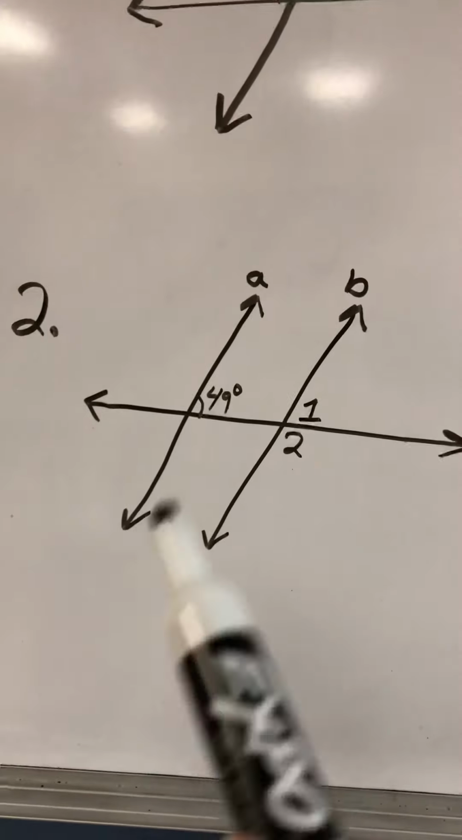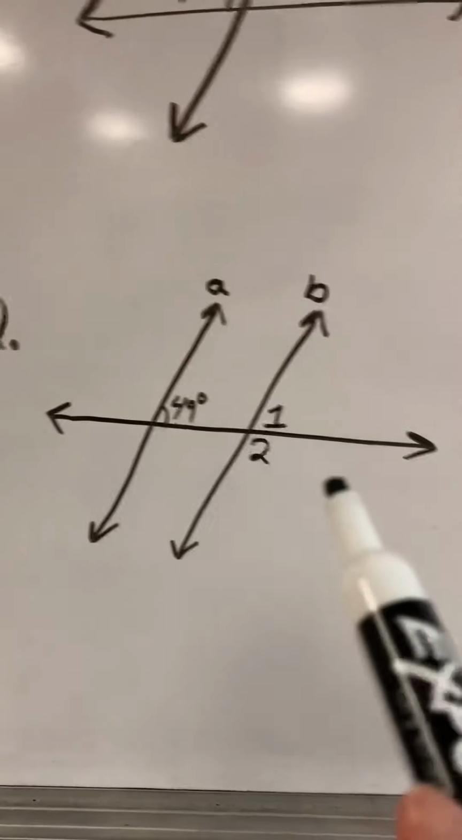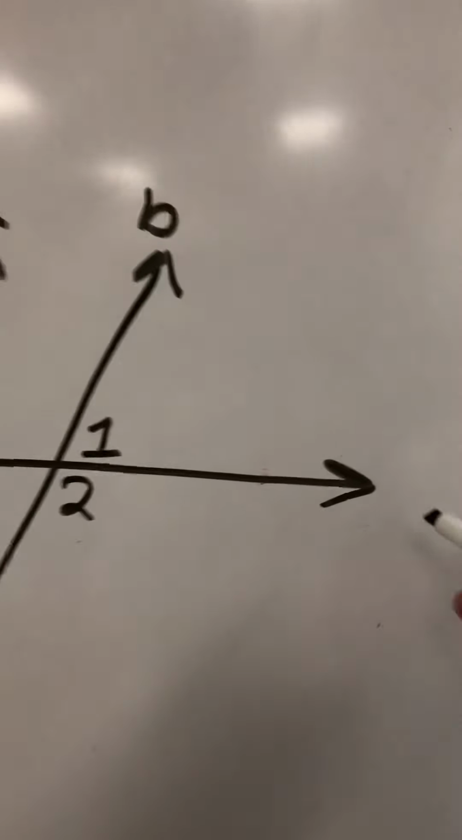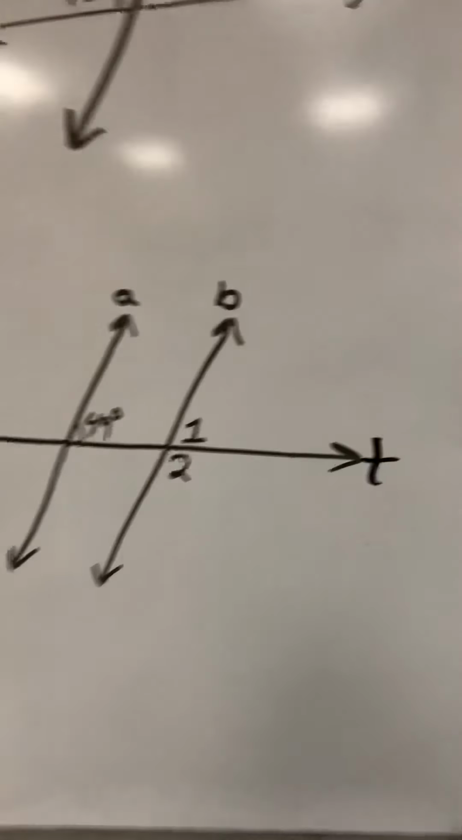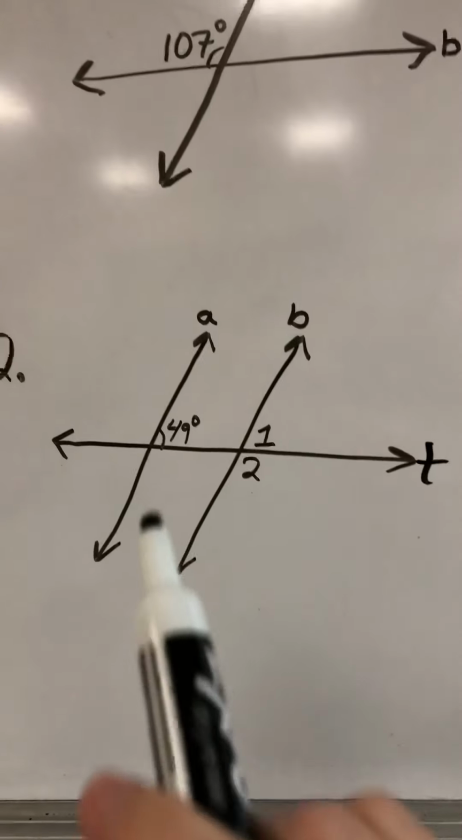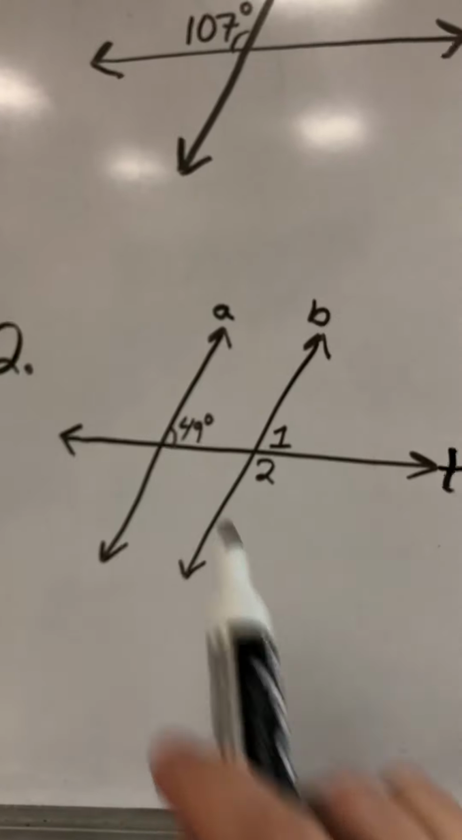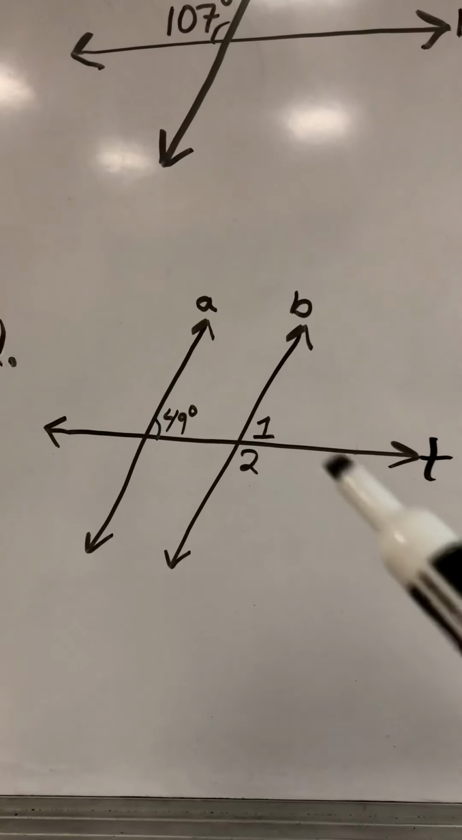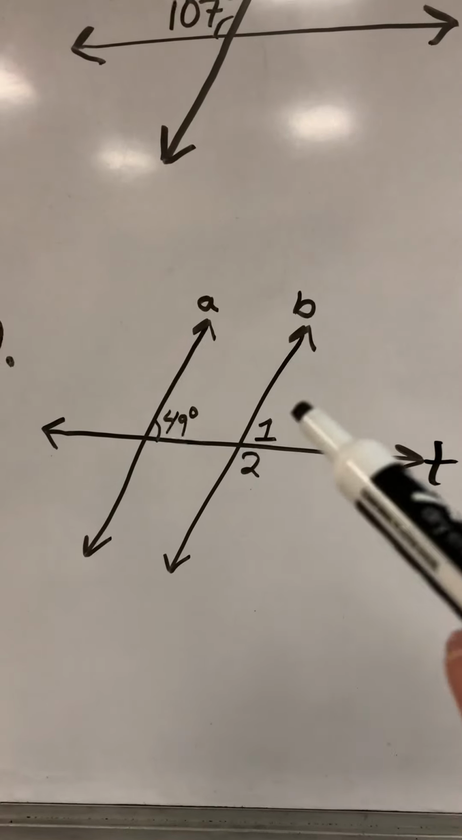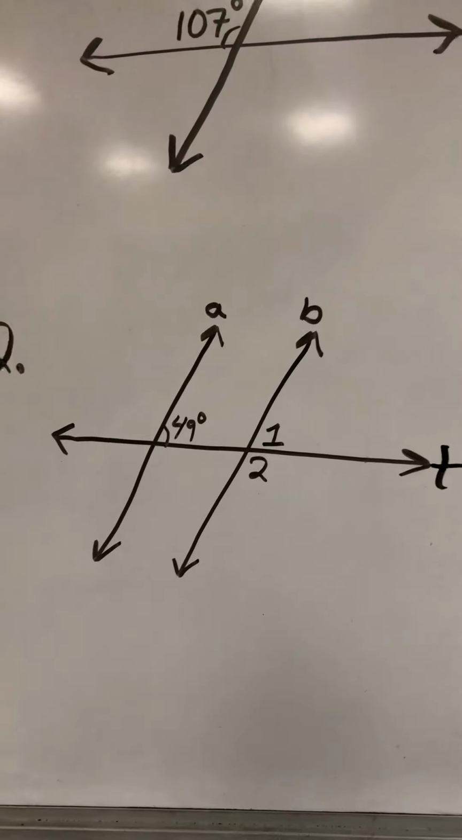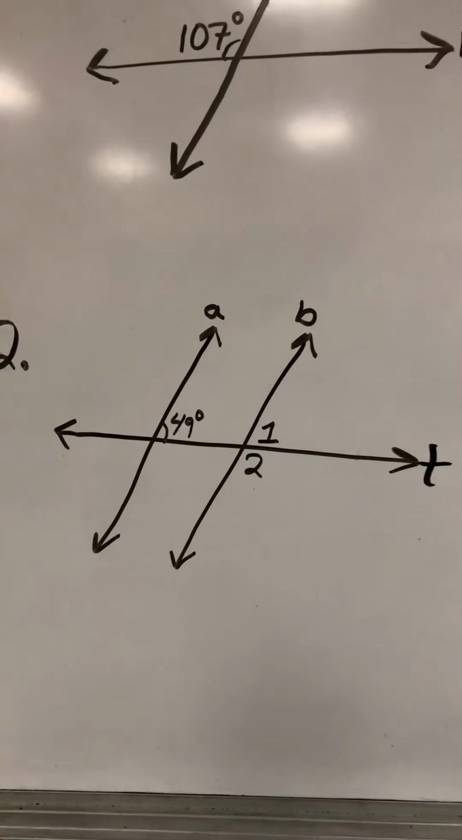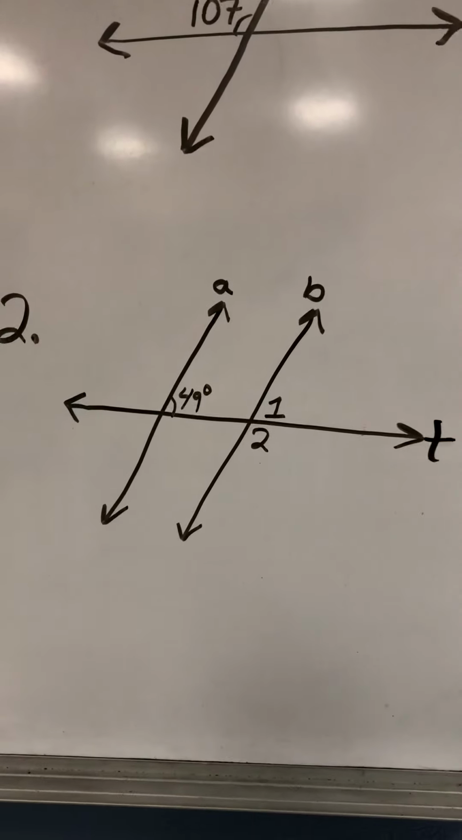Problem 2 is down here. We have parallel lines A and B with a transversal. Oh, and I just realized I didn't label that. With a transversal line running through it. I gave you this angle. This angle is 49 degrees, and I want you to solve for angles 1 and 2. That is your second homework problem.